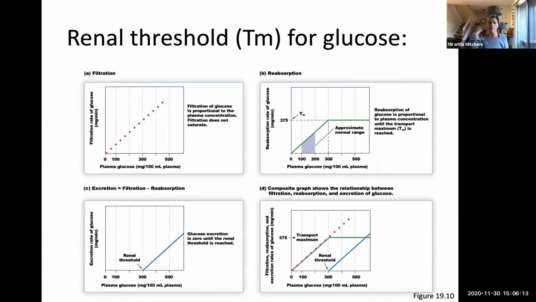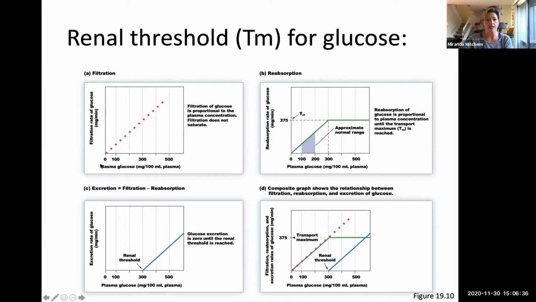So let's look at the example for glucose. We're actually looking at the same graph here. It's just broken up so that we can break it down by the different functions of the kidney, namely filtration, reabsorption, and then excretion. So in the top left, we're looking at filtration.